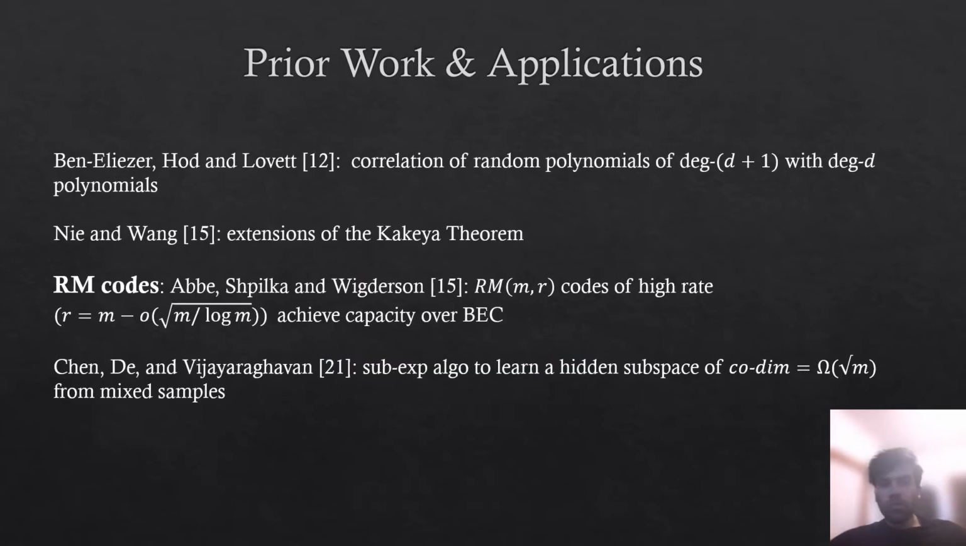So moving on to further prior work and applications, these bounds of Way and Kivash and Sudakov have found applications in numerous places, because it's a very natural question and you expect to deal with it every time you're trying to analyze polynomials over finite fields. So Ben Eliezer, Hood and Lovett used this bound to show that a random degree d plus 1 polynomial is not too correlated with any degree d polynomial. And Ni and Wang used these bounds to extend the Kakeya set theorem.